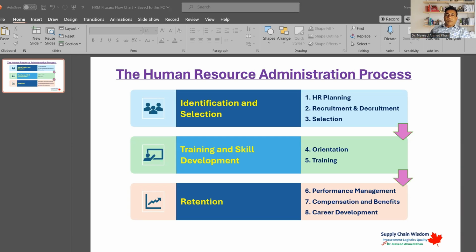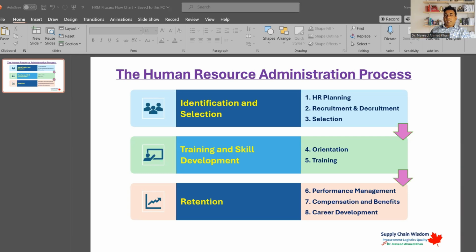Human resource management is one of the important support departments in organizations, right? So whether your organization is small or big, human resource management is one of the most important functions performed in the organization, all right?